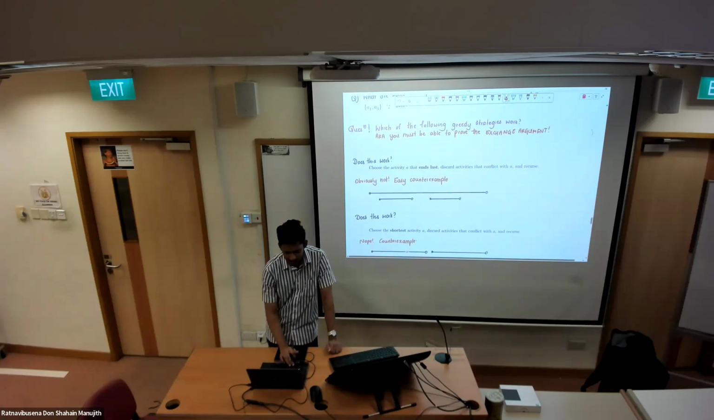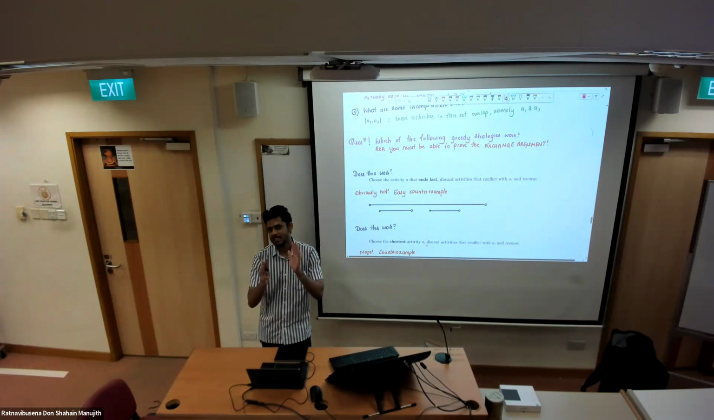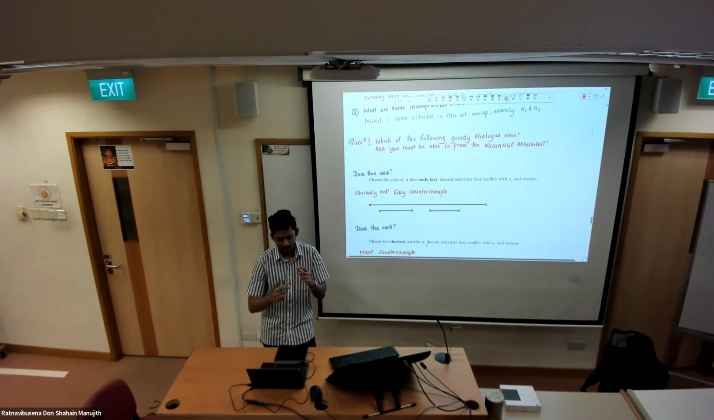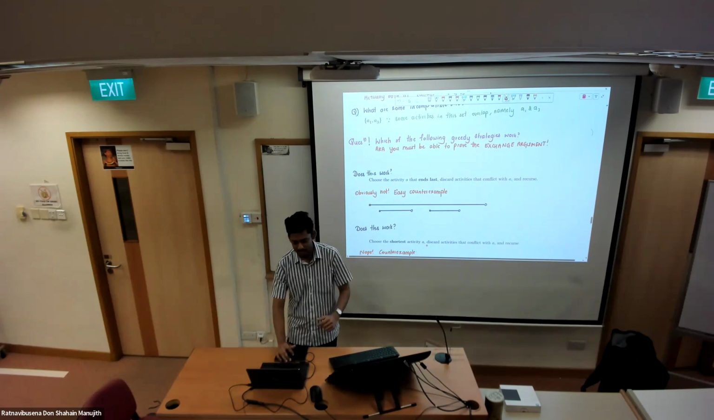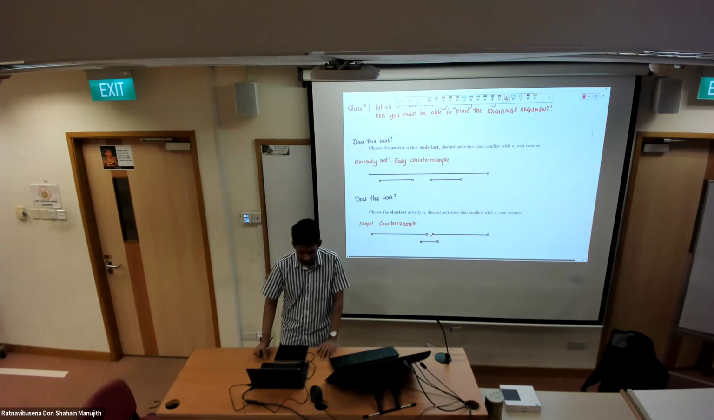Choose the shortest activity and discard activities that conflict with A and recurse. At first glance, it may seem that it works because we choose the smallest one, which means we are using the least amount of time. But then you realize that these activities are already set in time. It's not like you're trying to adapt activities together. So this will obviously not work because of scenarios like this: if you choose this one, you have to cut away these two. But had you chosen these two instead, you could have chosen two activities.